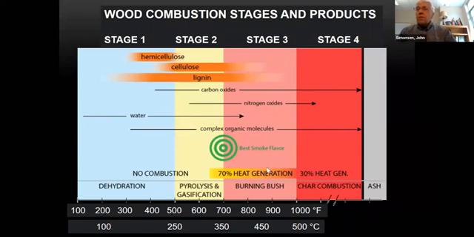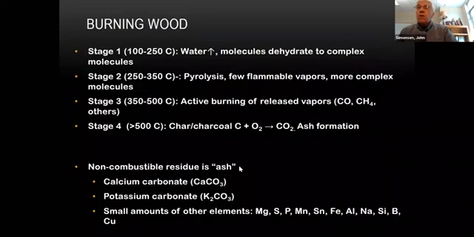And then they call this phase the burning bush, but this is the phase where you have active flaming going on, right? And then at the end you have char combustion. So here you have the orange glow of the carbon burning, and eventually you go to ash. And down here you can see the temperature ranges for Fahrenheit and Celsius of where these different phases are.